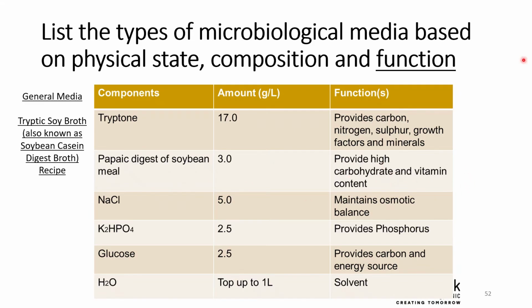The two natural products here, as I mentioned, are the peptic digest of the soya bean meal as well as the tryptone. These are the two natural products that will help to support the growth of a wide spectrum of microorganisms.